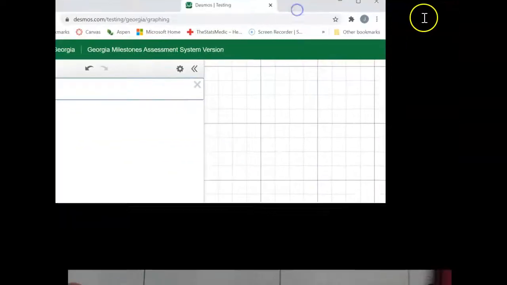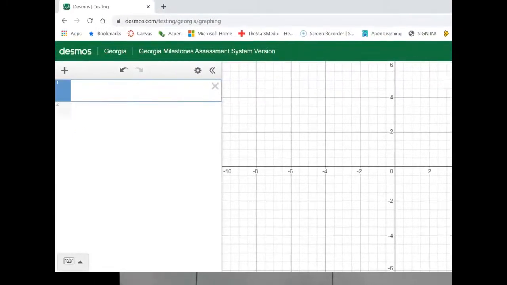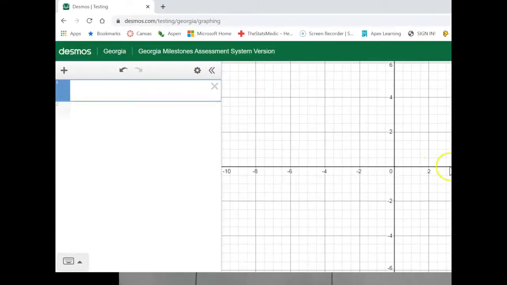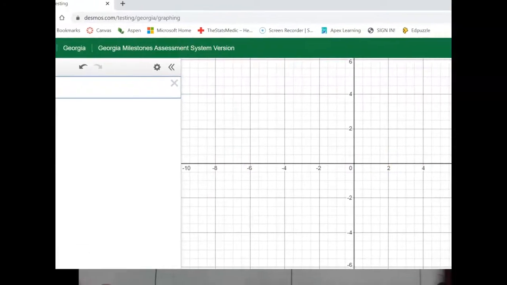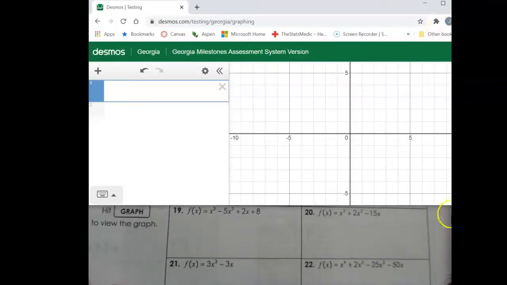Okay? Let me show you how this works for Desmos. It works just as well. You can use Desmos on your phone. All right, see if we make the window just a little bit bigger here.